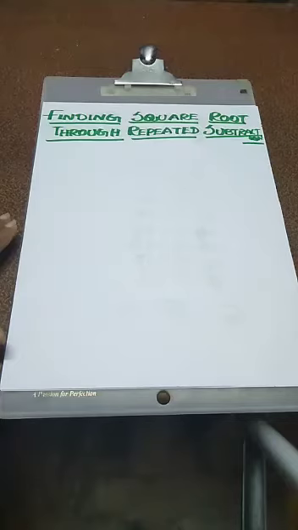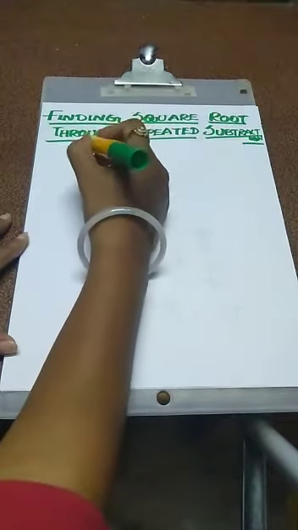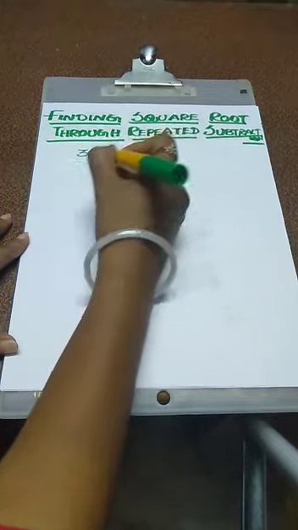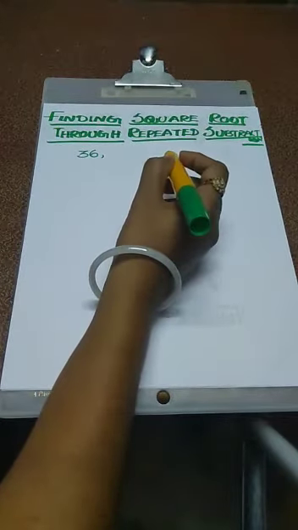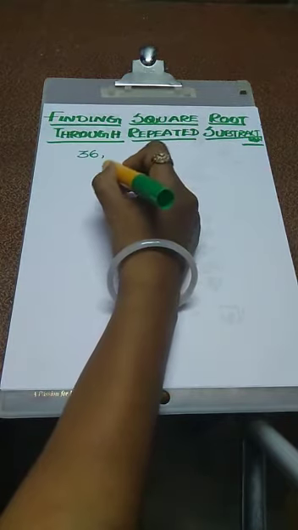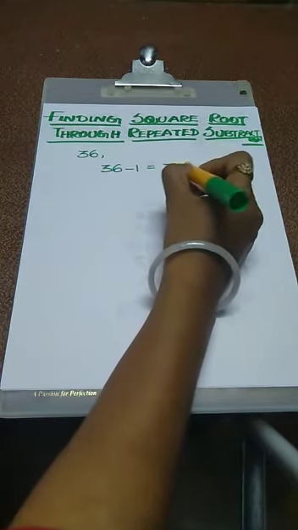Next one, finding square root through repeated subtraction. Now we are going to calculate the square root of a particular number. Suppose we select the number 36. Actually we subtract successive odd numbers starting from 1 from the given square number till we get 0. Start with 36 minus 1. What is the value? That is 35.